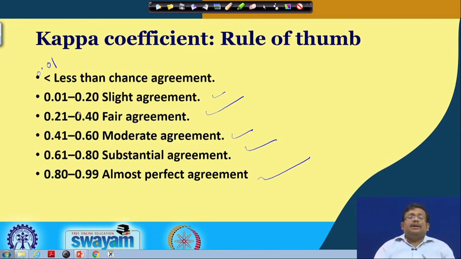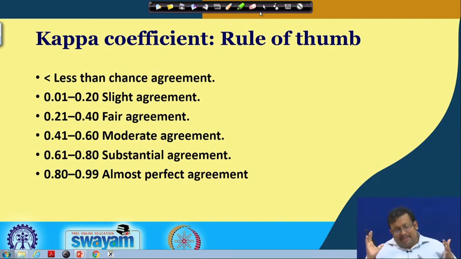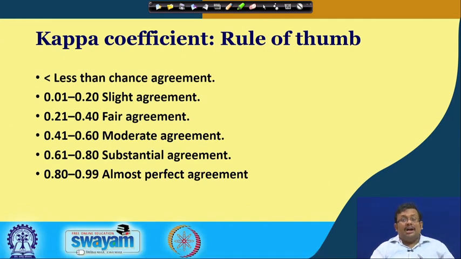These are some cutoff values for the kappa coefficient. So, once you calculate the kappa coefficient, you can determine the strength of the agreement based on these cutoff values.